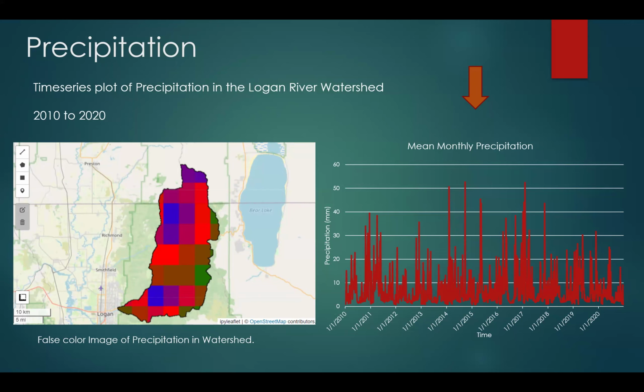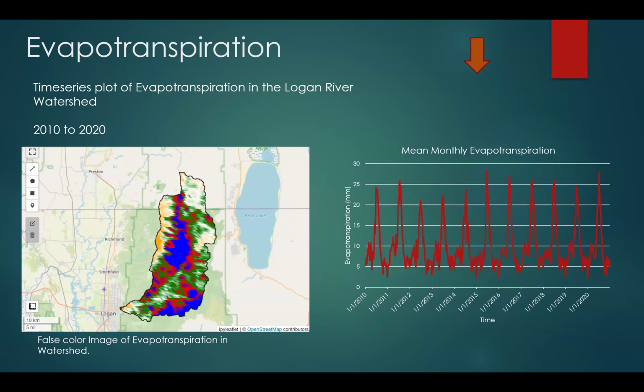And in the time series, it's something like this. These are the parameters that will be useful for getting the water balance in the Logan watershed area. Another one is the evapotranspiration. For the evapotranspiration, I used the MOD16 dataset and did the analysis in a Jupyter notebook and got the false color like this.